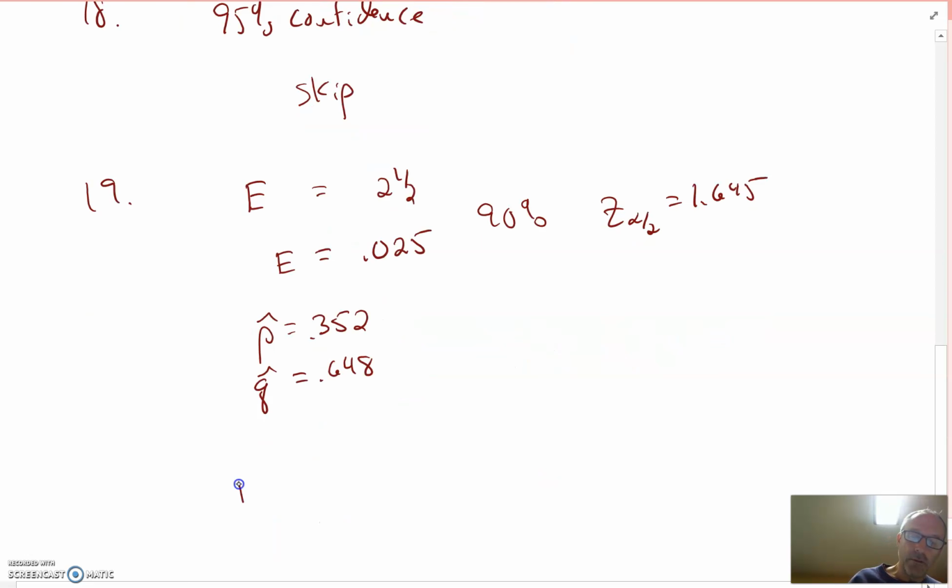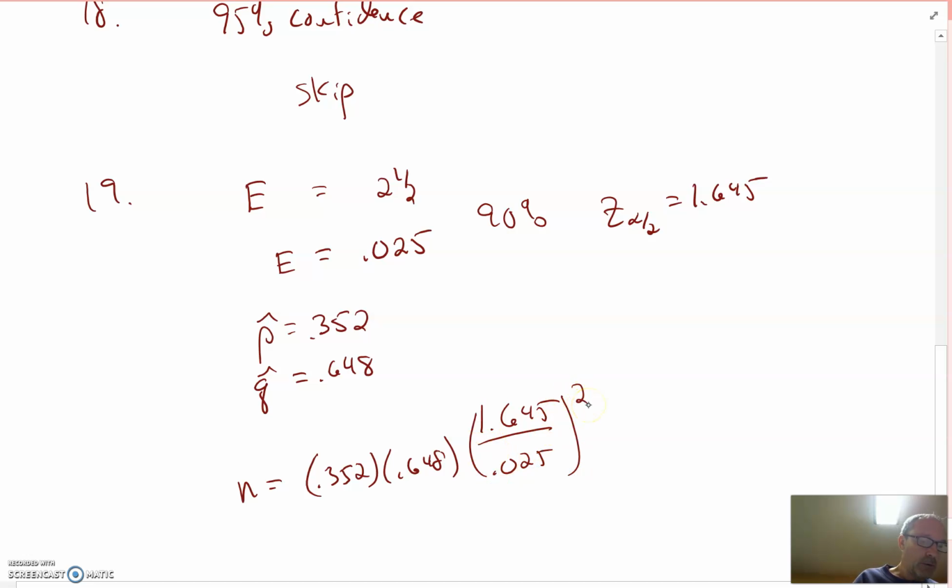Okay, let's run the formula. 0.352, the complement of that, 0.648. You guys know complements. 1.645 over 0.025 squared. Run the numbers. 0.352 times 0.648 times the quantity 1.645 divided by 0.025, quantity squared. I got 987.6. I rounded up to 988. It's a little different than the back because we're using a little different z value than what they're using, but that's correct.